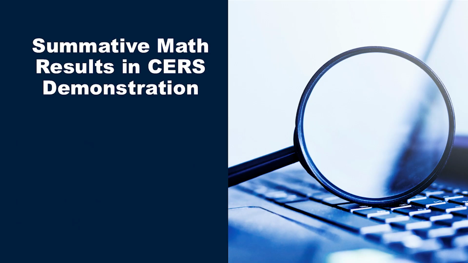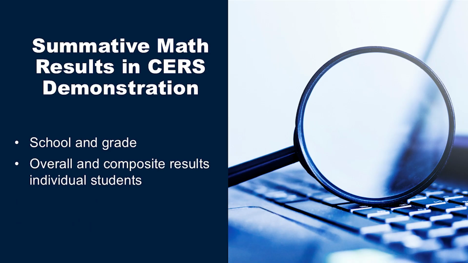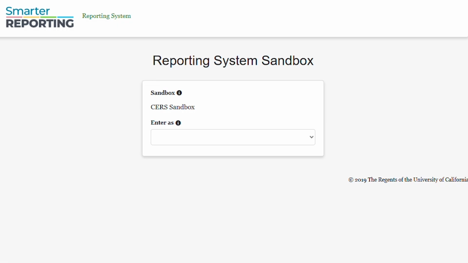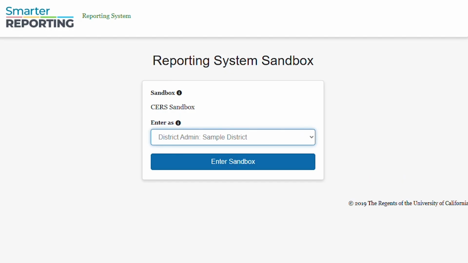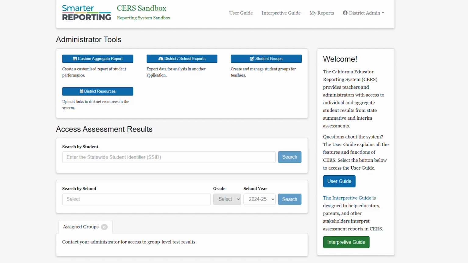The demonstration includes how to access results by school and grade, overall and composite results for individual students, a quantile report, and a target report. This demonstration uses the CERS Sandbox with the district admin role selected. There are two ways administrators can access summative assessment results in CERS.